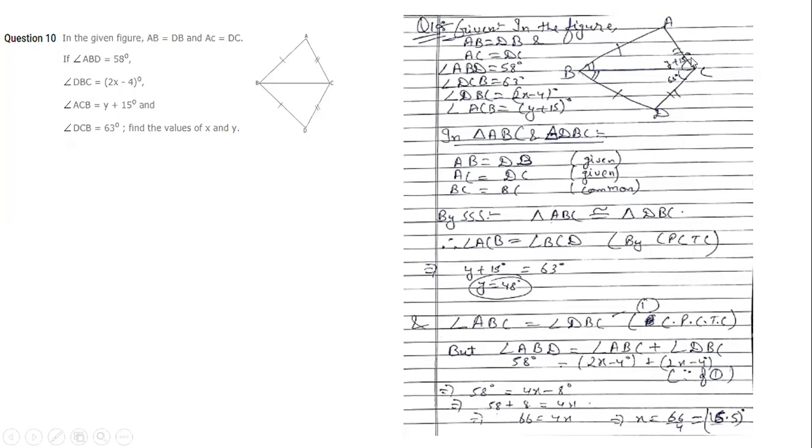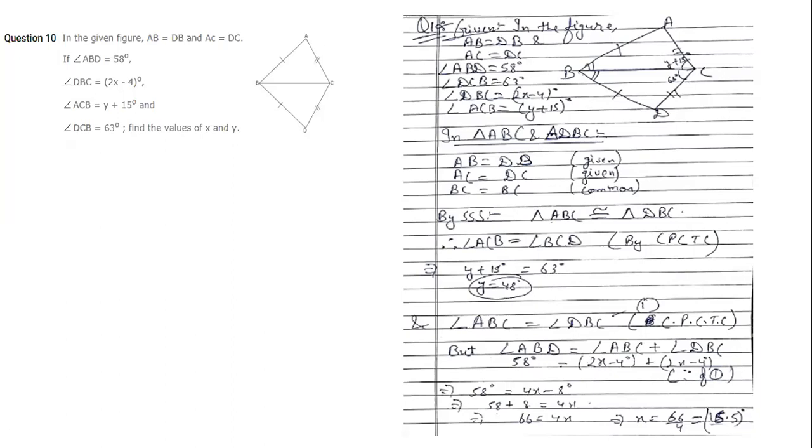So we can say angle ACB is equal to angle BCD. ACB is y plus 15 degrees. This is equal to 63 degrees. Now 63 minus 15, y is equal to 48 degrees. This is the value of y.